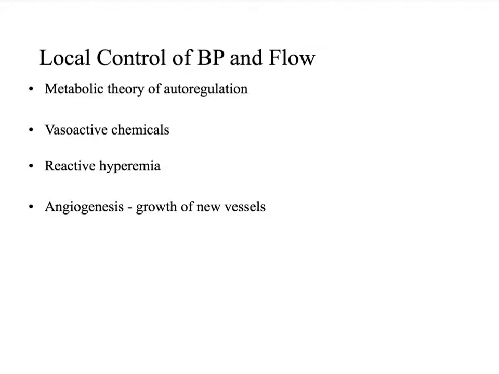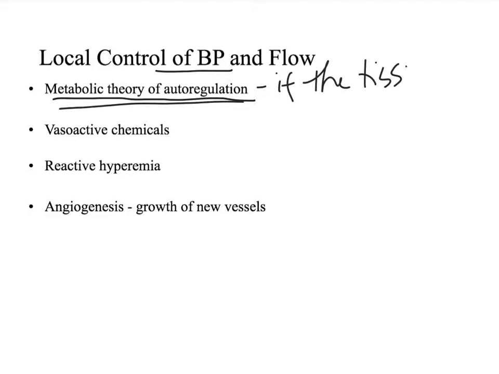Okay, so we want to talk about what are the physiological things that actually control whether we need blood to flow through to tissue or not. So one of the first things is called the metabolic theory of autoregulation, which is a big, long phrase for basically if the tissue's active, it gets blood. So if the tissue's metabolically active, you're going through cellular respiration, you're using oxygen, the blood supply is going to increase to it.